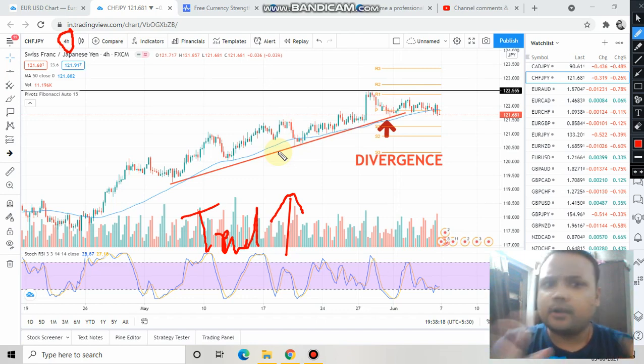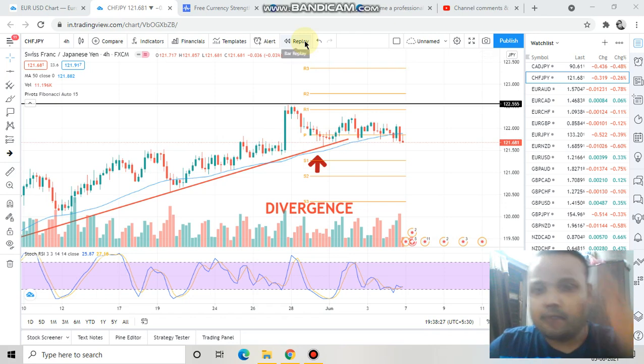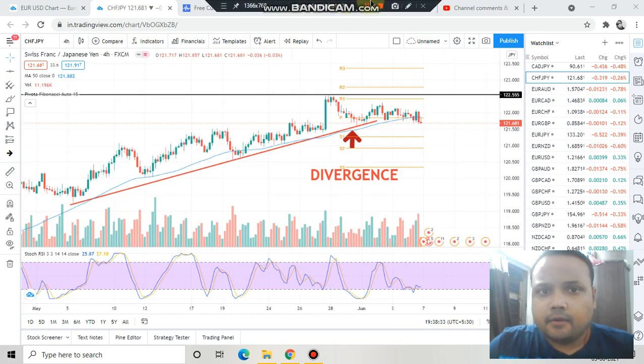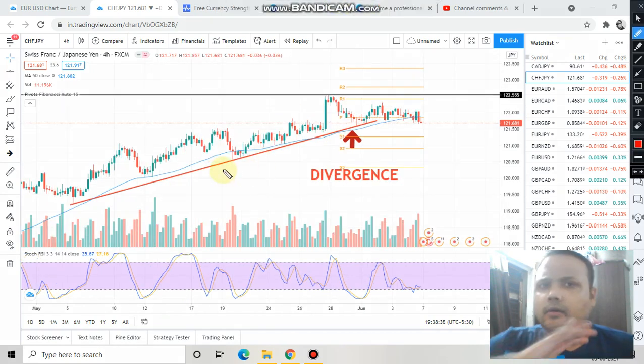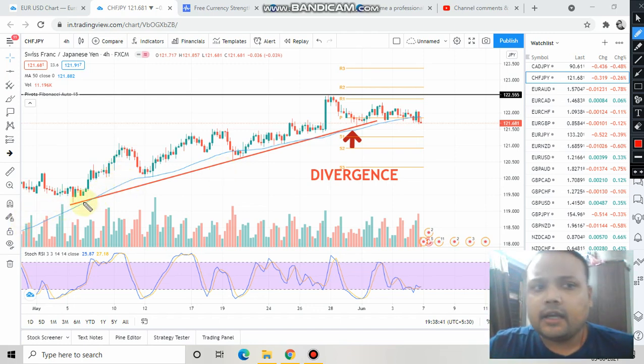The market was taking support at the 50 moving average previously, but right now, if I zoom in on the chart, we can see that the market is trading below the 50 moving average, which is not a good sign. The market was in a beautiful uptrend making higher highs, and whenever it came down, it took support at the 50 moving average, and it was also respecting the trend line.